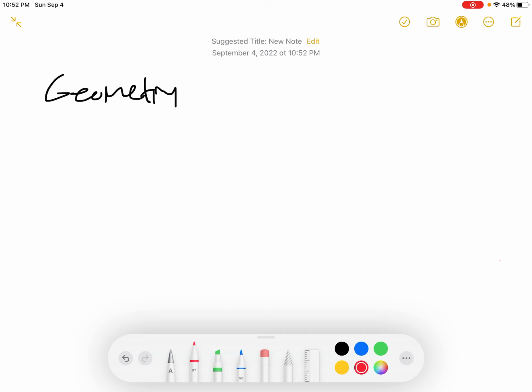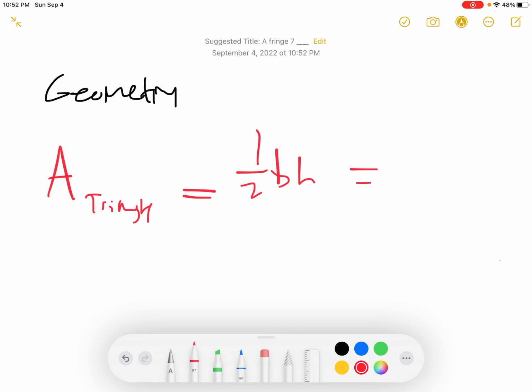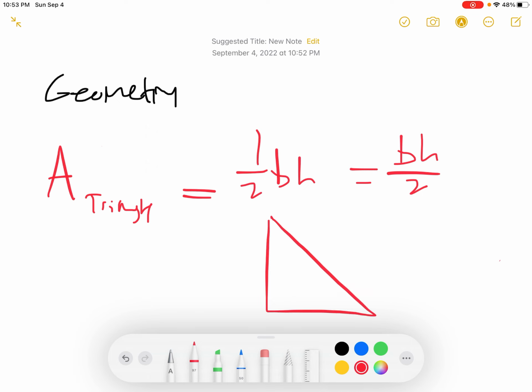Now the area of a triangle, I'll just say that is 1/2 times the base times the height, or you could just say base times height divided by 2. That's what I commonly do. That's a little bit sometimes simpler. So if you had a triangle like this is the base, this is the height. So if you were trying to find the area of it, then you just plug in the things.